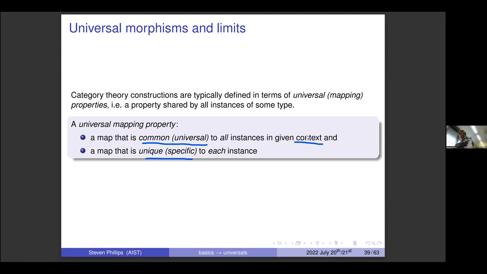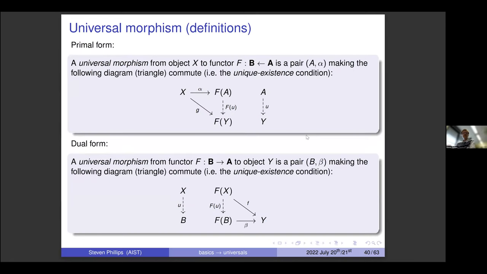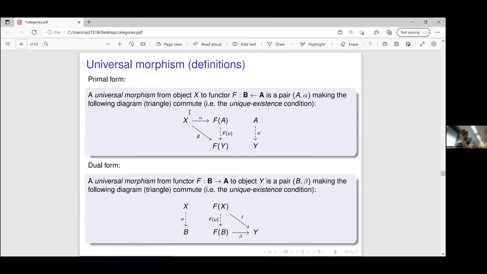That's important to clarify. Here's the formal definition. There are actually two forms of universal morphism, the primal form and the dual form. The dual form is just obtained by reversing all the arrows of the primal form, but let's just go through the primal. Already you see this triangle popping up. It looks very similar to the special case of the natural transformation that I mentioned earlier, but there are some important differences. Again, this gets back to the issue of typing. Perhaps the concrete example we'll introduce very soon will clarify what's going on here.